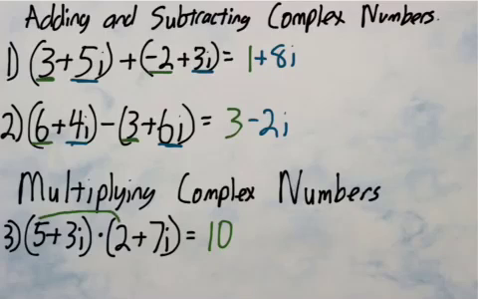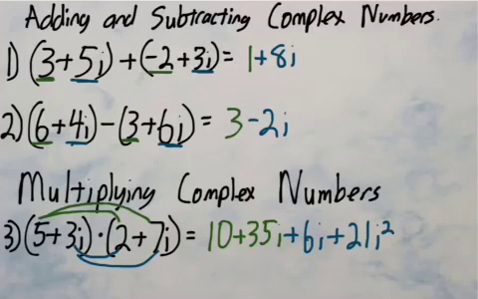So we need to take the 5, distribute it out to the 2. That gives me 10. Then take the 5, distribute it out to the 7i. I've got 35i. Then we'll go to the next component, that b part, the 3i, distribute it to the 2. That'll be a plus 6i, and distribute onto the other piece. That'll be plus 21i squared.